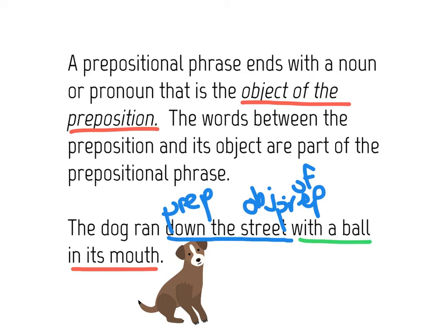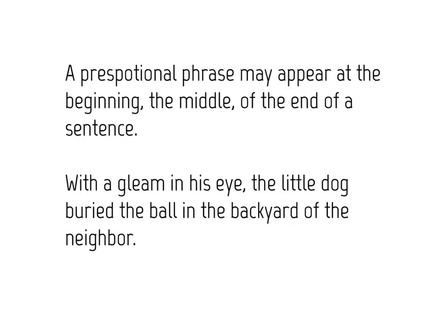There's also not a limit to the number of prepositional phrases that a sentence may have. It may have 0, and it may have an infinite amount. Prepositional phrases may also appear at the beginning, middle, or ends of sentences. Again, a sentence may have 0 prepositional phrases. It may have 10. It just depends on the way that the author has put the words together.